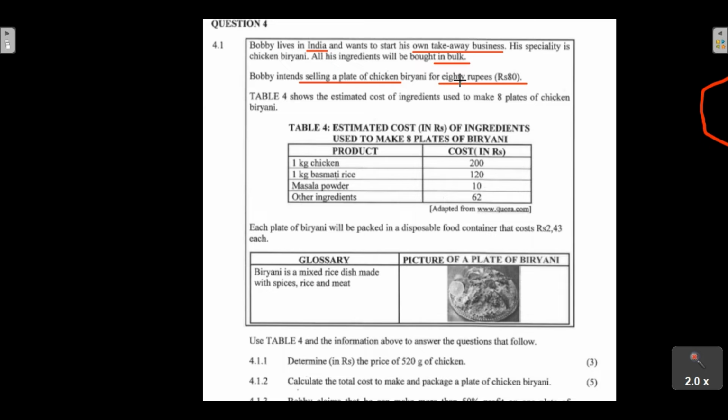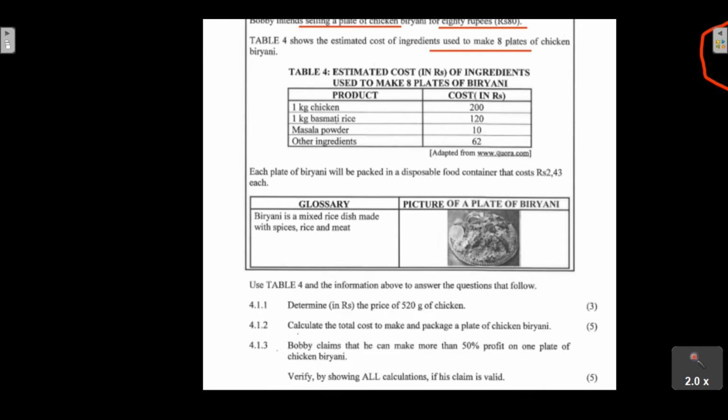Okay, so this is the estimated cost used to make 8 plates. We need to note that this is for 8 plates, not for one plate, but for 8 plates of chicken biryani. We have 1 kilogram of chicken, which costs 200 rupees, 1 kilogram of basmati rice, which costs 120 rupees, masala powder, and other ingredients. All of these together will be able to make 8 plates.